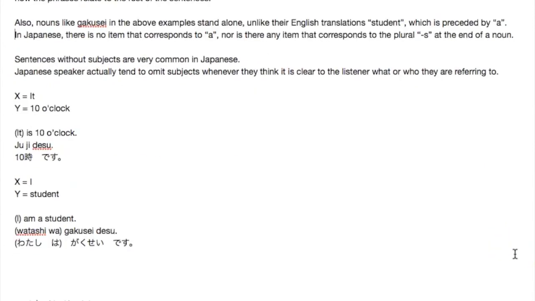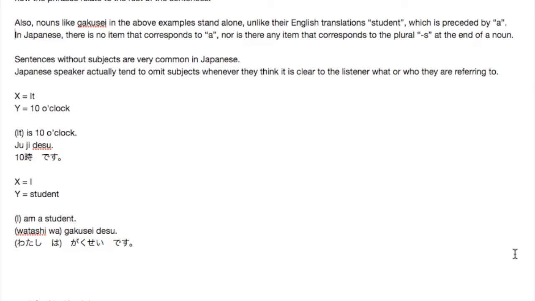So for example, when X equals it and Y equals 10 o'clock, it is 10 o'clock. And 10 o'clock is 10時. 10 is 10, and o'clock is, in this case, hour. 10時です. And we don't say anything about it. We omit it. So it's 10 o'clock. 10時です.